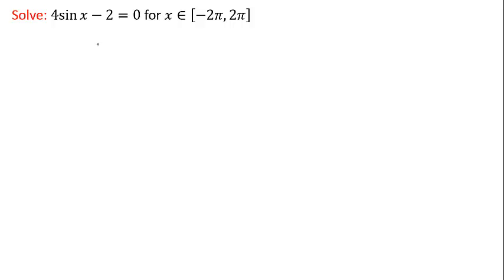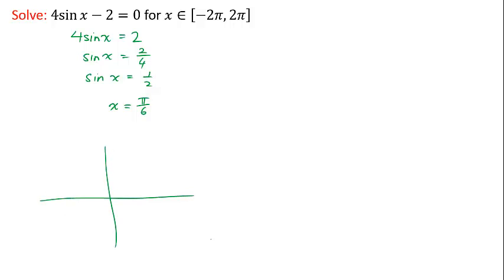So first thing we can do is add 2 to both sides to get 4 sine of x is equal to 2. Dividing both sides by 4, I get sine of x is equal to 2 over 4, or sine of x is equal to a half. So my first solution is always going to be using my calculator or my knowledge of exact values, and I should know that sine of 30 equals a half, so x is equal to 30 degrees or pi over 6.